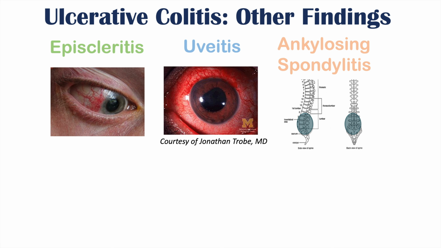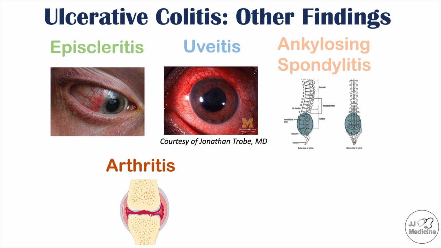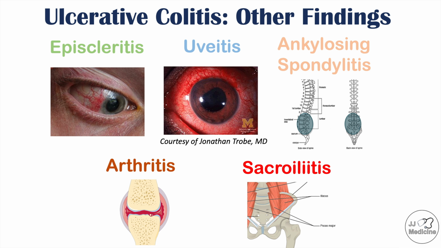Ankylosing spondylitis can also occur in ulcerative colitis. This is an inflammation of the spine. If you want more information on this topic, please check out my full lesson on ankylosing spondylitis. Arthritis can also occur in ulcerative colitis. So peripheral arthritis, perhaps of the hips and the knees. So certain joints can be affected and inflamed in ulcerative colitis. And then sacroiliitis can also occur. So inflammation where the sacrum joins and meets with the ilium of the pelvis.